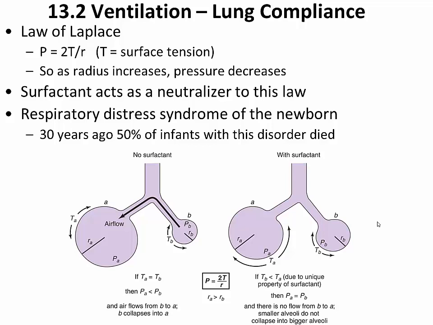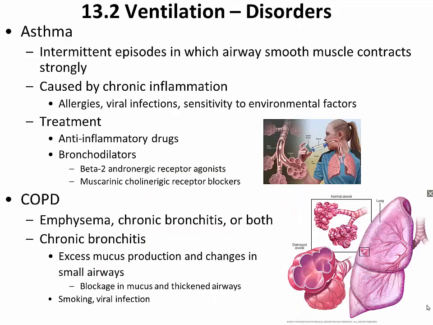We talk briefly at this particular point in our chapter about some ventilation disorders. We begin with asthma. Asthma is characterized by temporary episodes in which the smooth muscle found in the tubes leading down into the lungs, which we have talked about over the first part of our chapter, contracts inappropriately, making breathing difficult. This has many different causes, but some possibilities are allergies, viral infections, and sensitivity to environmental factors.